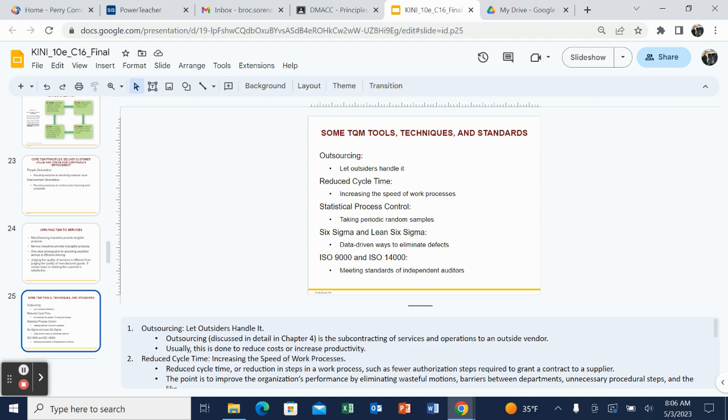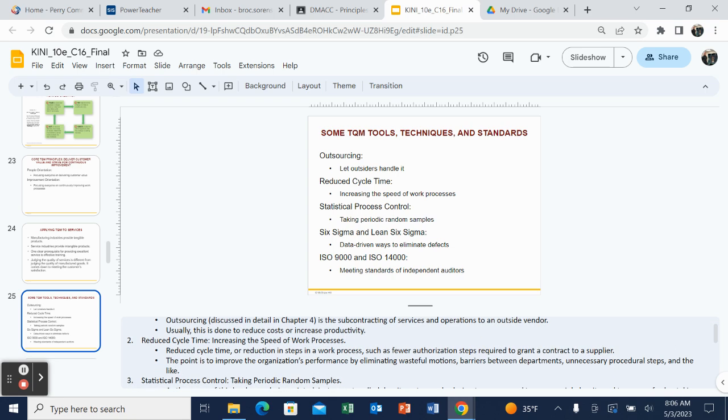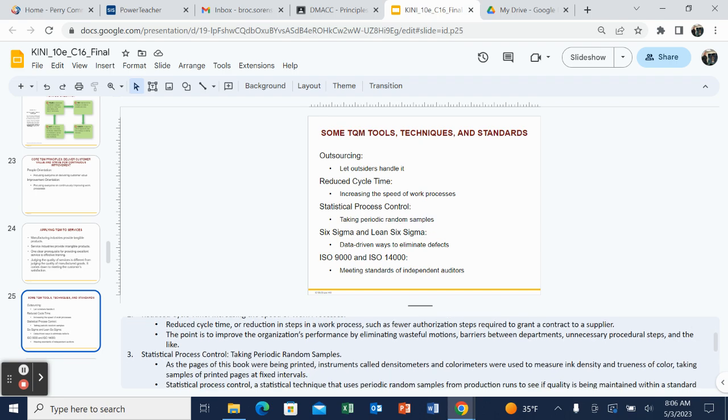Then we have reduced cycle time, so increasing the speed of the work process. So reduce cycle time or reduction in steps in a work process, such as fewer authorization steps required to grant a contract to a supplier. The point is to improve the organization's performance by eliminating wasteful motions, barriers between departments, and unnecessary procedural steps, and the like. Then we have statistical process control.